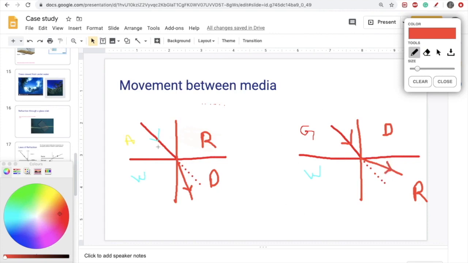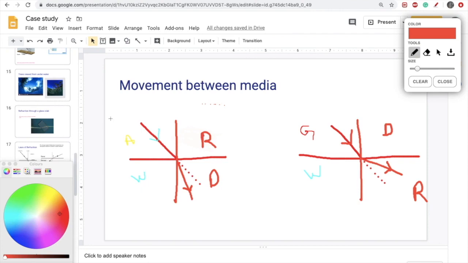Note it down. When light travels from rarer medium to denser medium, it bends towards the normal, but when light travels from denser medium to rarer medium, it bends away from the normal. So this is the observation that the scientists have made.